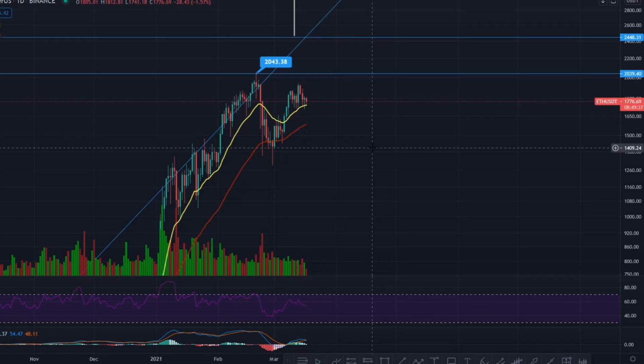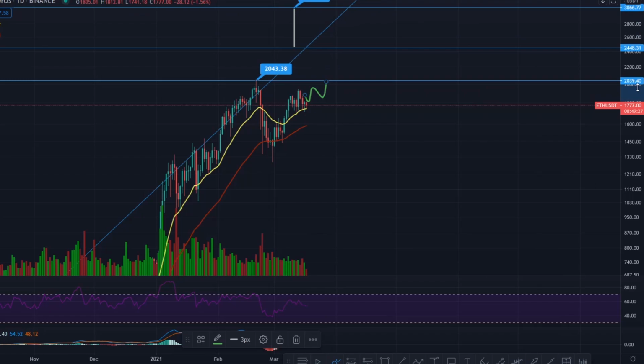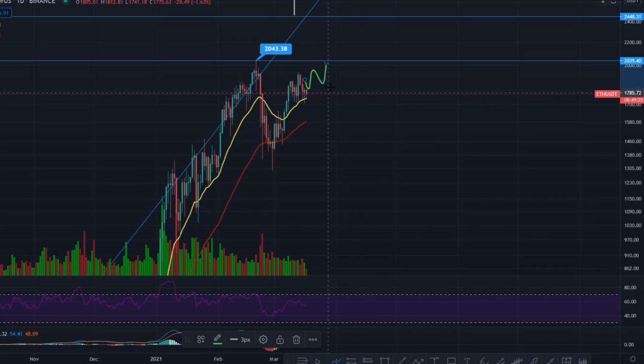So daily, Ethereum looks super bullish, guys, back testing support, and we look like we're potentially moving up towards that high and hopefully take it out. And then we have those targets up there, which you know about in previous videos. So definitely something to keep an eye on.